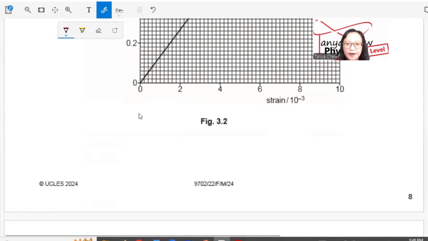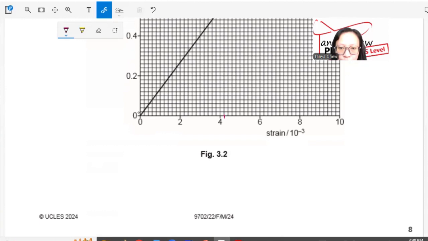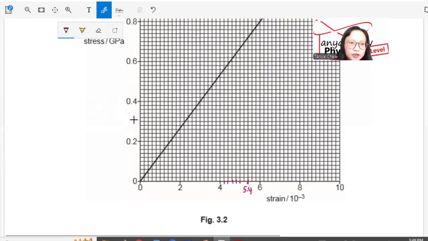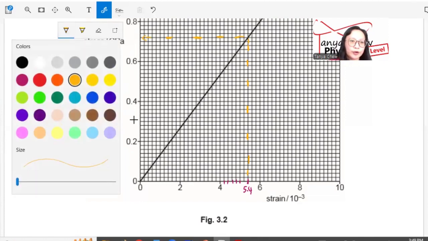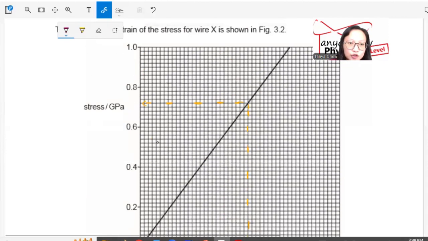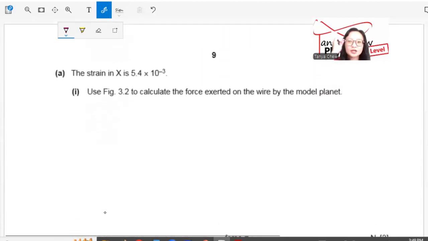Okay, so the strain is 5.4 times 10 to the power negative 3. All you need to do is just to check the answer. I look at the value of my strain, and the value of my strain is exactly here. And this point over here is 0.72. So just use the equation to calculate the force. I got my stress, which is defined as force over area.